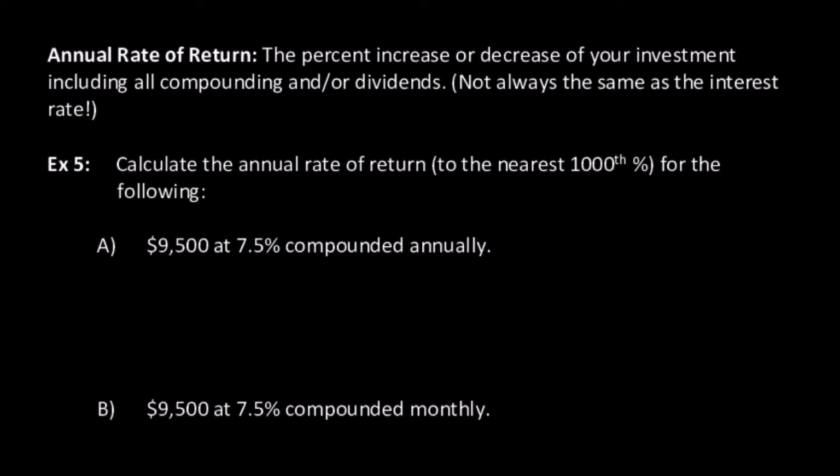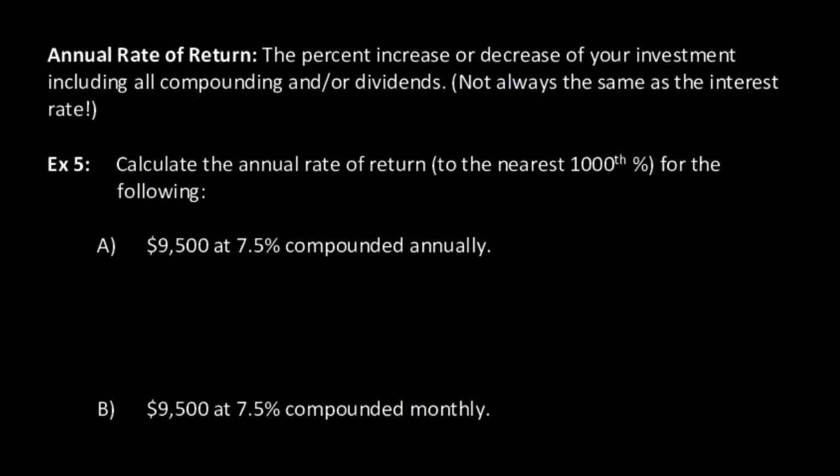So the interest rate is the annual rate of return when you compound it once a year. So if your interest rate is 7% and you compound it once a year, you get 7% back. But if you compound it more than once a year, it's going to be more than 7%. Not a lot more, but it will be more. So in this example, we're going to calculate the annual rate of return on 3 different investments. All right, and it says here to the nearest thousandth of a percent. Okay, so $9,500 at 7.5% compounded annually.